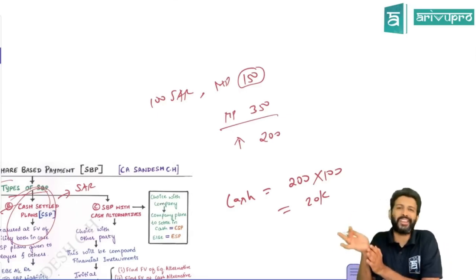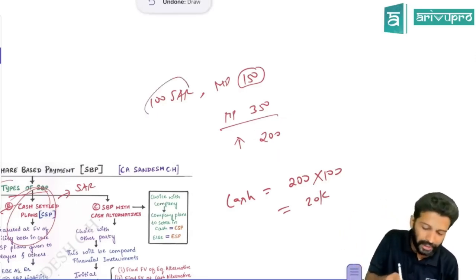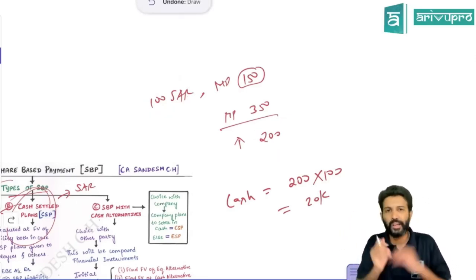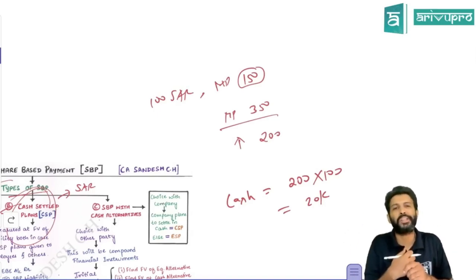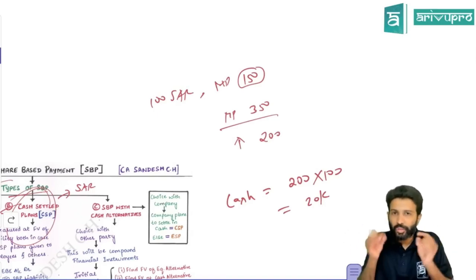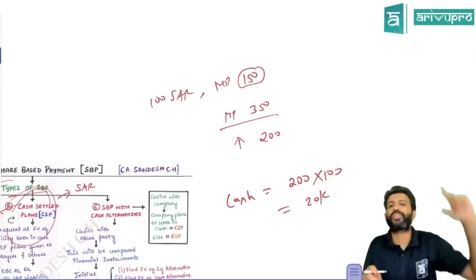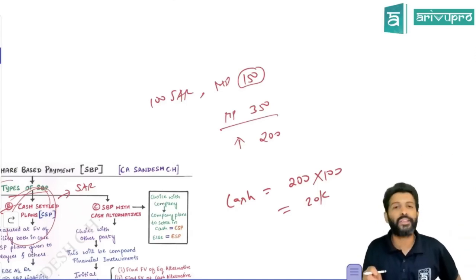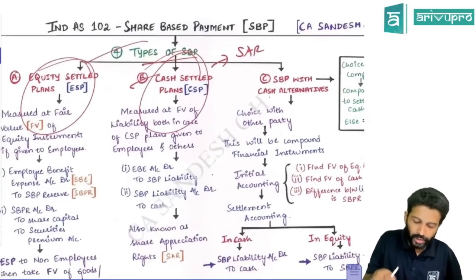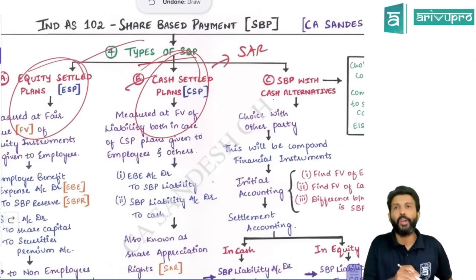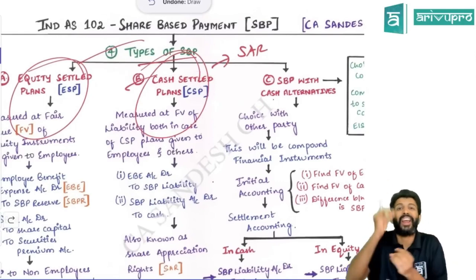So however much share price increases by, take that increase amount and multiply it by the number of SARs which the company has given. That will be the amount of cash discharged by the company to the employee. So this is what we say, the amount of cash will be given based on the share price. That's the reason it is share appreciation rights. Or in other words, we call it cash settled plan. So that means here the company has what, sir? A liability to pay cash.